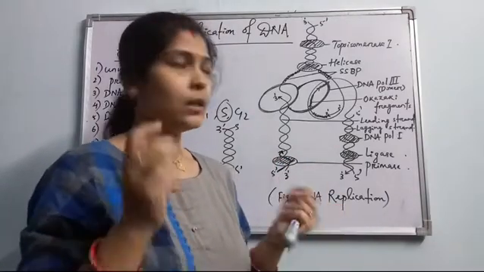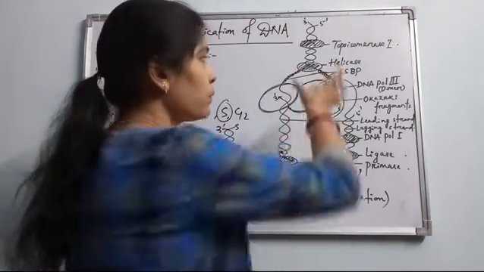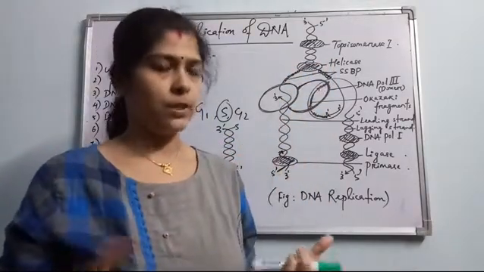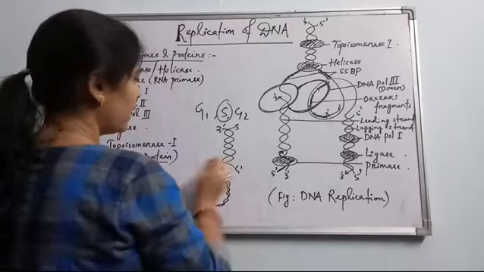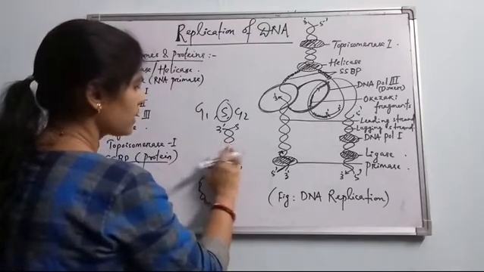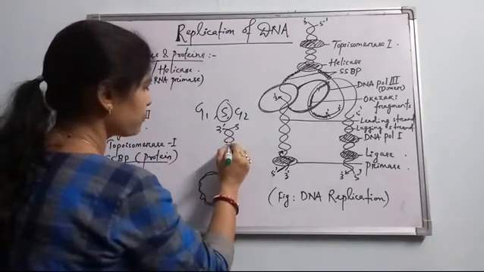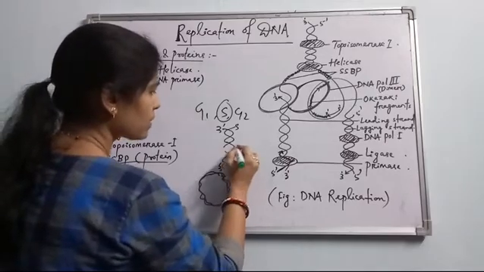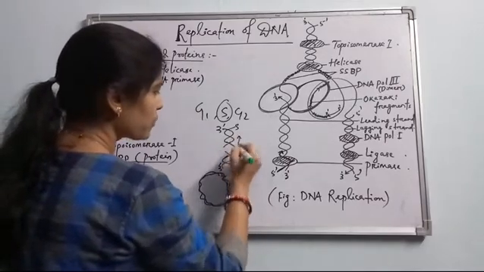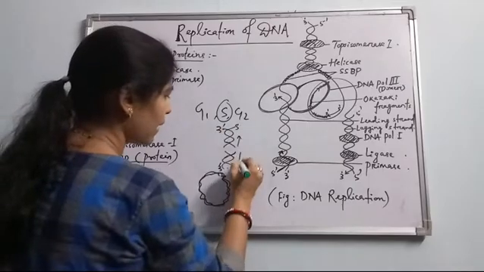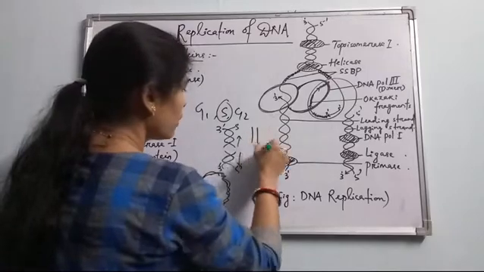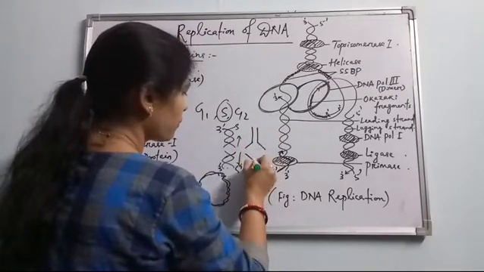The helicase enzyme unwinds so that a replication bubble or replication eye is formed. Suppose this is the DNA and here, see here, a replication eye is formed. Replication eye means these two strands will unwind in this direction and these two strands will unwind in the downward direction, and there will be two replication forks formed.